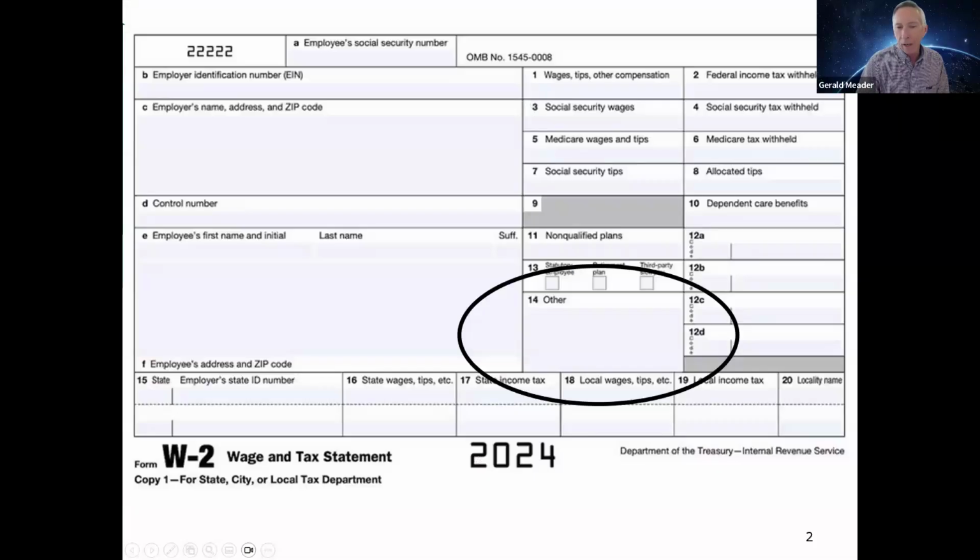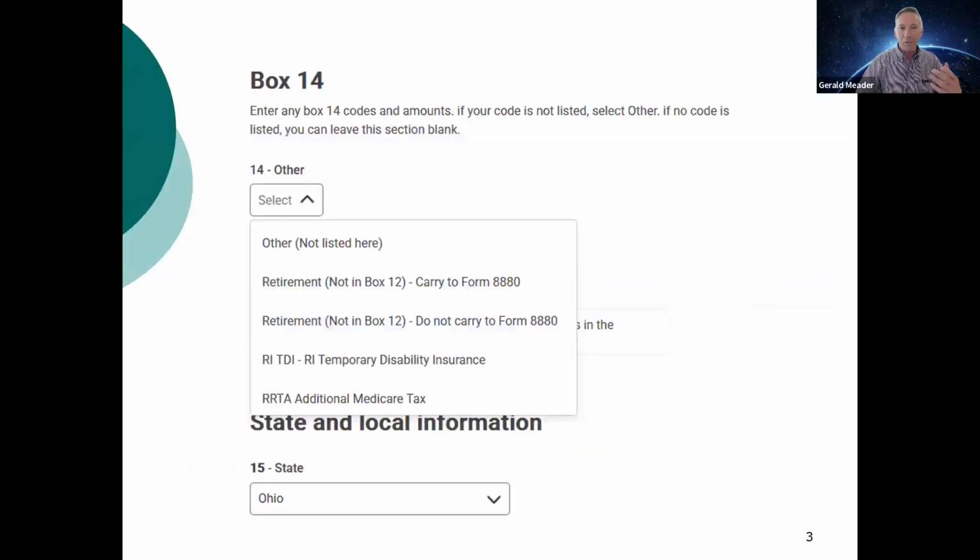We're talking about this guy right here. The W-2 Box 14 is the other box. This is that box that has all those strange codes in them, the strange numbers. And when we try to input this into TaxSlayer, we find that we have this drop-down box, other, and we can never find the code that matches what the W-2 has in front of us. So what we end up typically doing is we put it in this other, not listed here, the other box. We type in the amount.